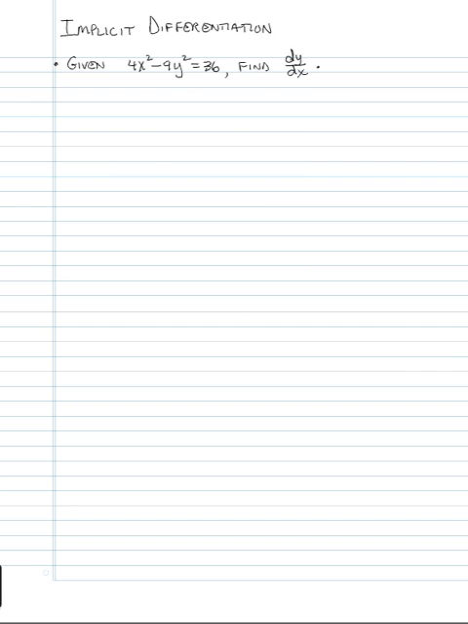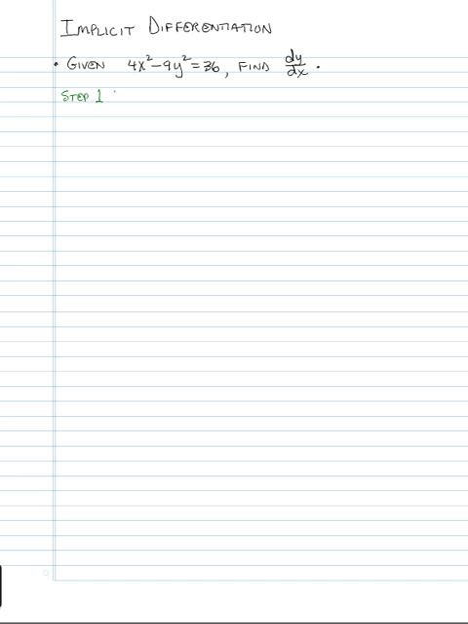Well, let's look at this first example with implicit differentiation. Given 4x squared minus 9y squared equal 36, find the derivative of y with respect to x. So let's remember the steps that we go through. Step one is that we take the derivative of both sides, don't we?